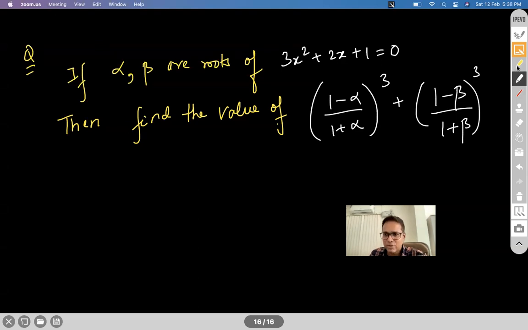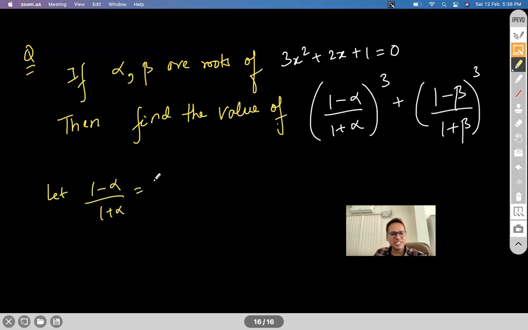Yes. Anybody? Nobody? Okay. Chalo, let's solve this question. Let's call this expression P and let's call this expression Q. Okay. So can I ask you a simple question? Give me a quadratic equation whose roots are P and Q.